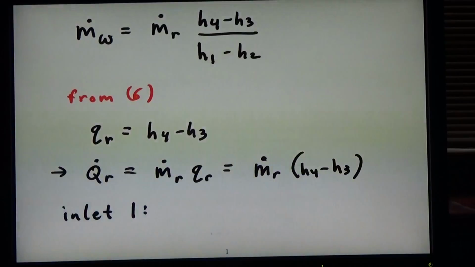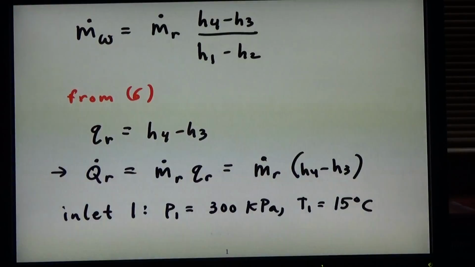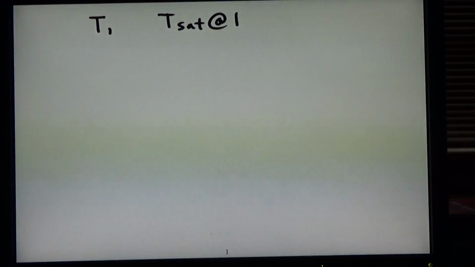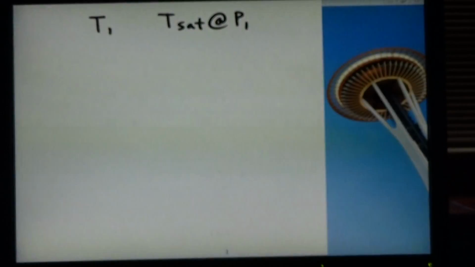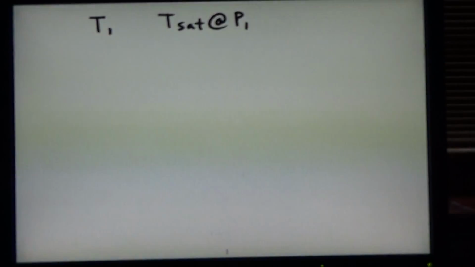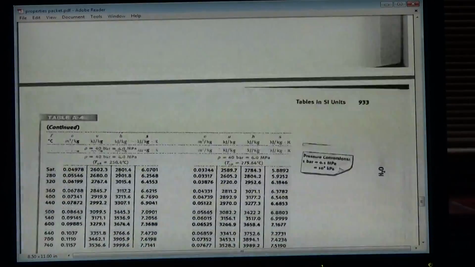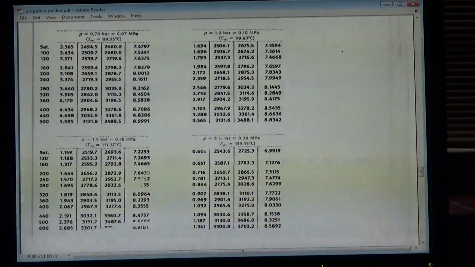We have pressure 1 is 300, temperature 1 is 15 degrees Celsius, and we're talking about water here. So we can go to the tables and try to determine the phase of the water, since it's a phase changer. To determine the phase of water, we compare its temperature to the saturation temperature at the given pressure. So let me open up the tables here. Our pressure is 300 kPa, or 3 bar.